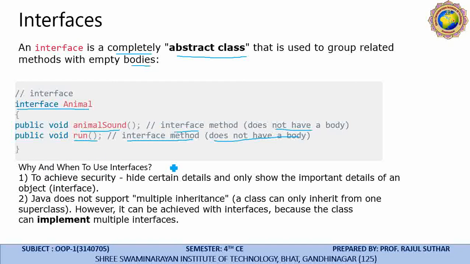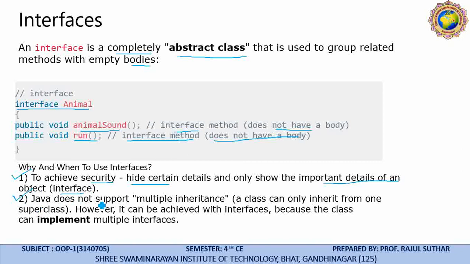So why and when to use the interface? Why do we require the abstract class and why do we require the interface? In this section, interface is used to achieve security. The main concept is security. To achieve security, hide certain details and only show the important details of an object. We only need to show the important details. So security is the main concept in interface.